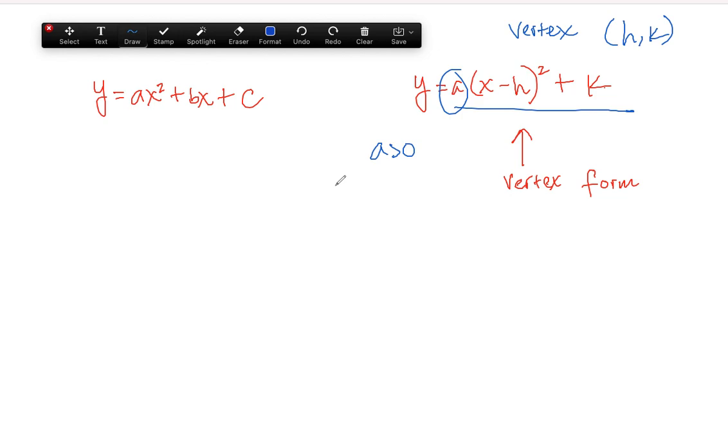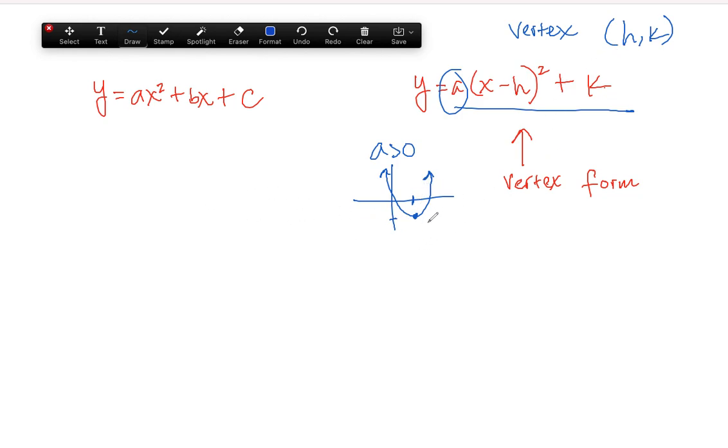Yeah, exactly. Because which way does the parabola open if a is positive? Oh, like a U, I guess. Exactly. So the vertex will be the coordinate of both the x coordinate and the y coordinate of this point right here. And there are two things.